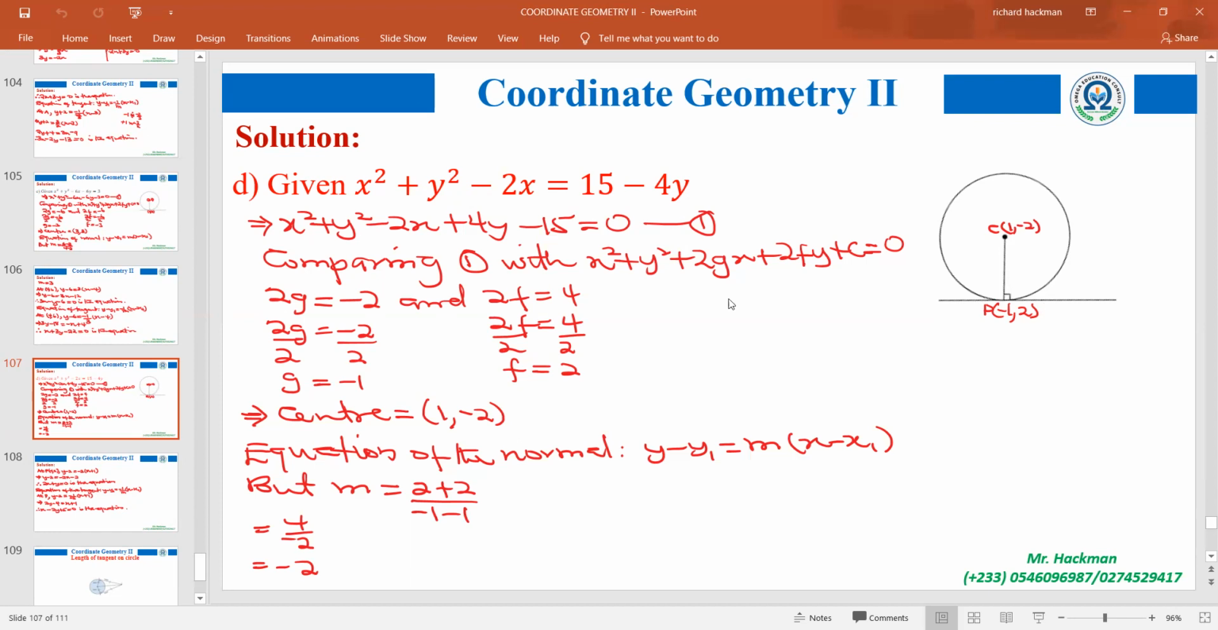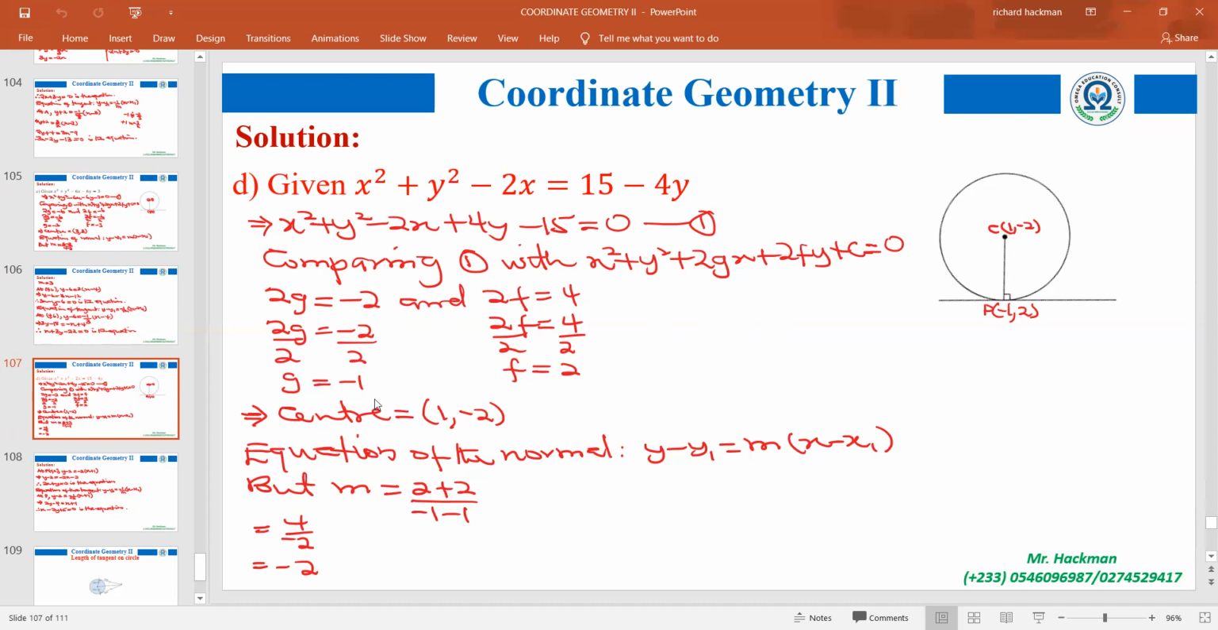Take notes. At this point, if you compare, 2g, which is the coefficient of x here, will be equal to the coefficient of x here, which is minus 2. 2f, which is the coefficient of y here, should be equal to the coefficient of y. So you equate the coefficient of x and the coefficient of y, and you solve. But don't forget to write this again before you divide. At this point, you get g and f. And please take note, the center is minus g, minus f, not g, f.